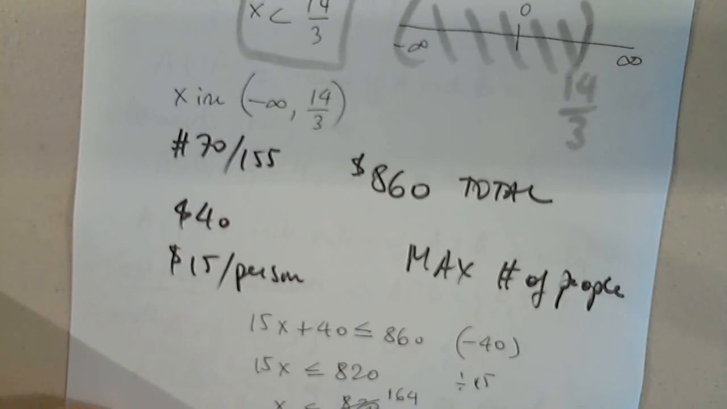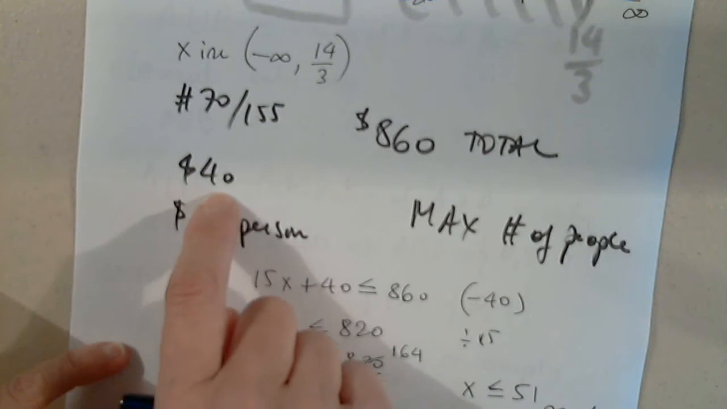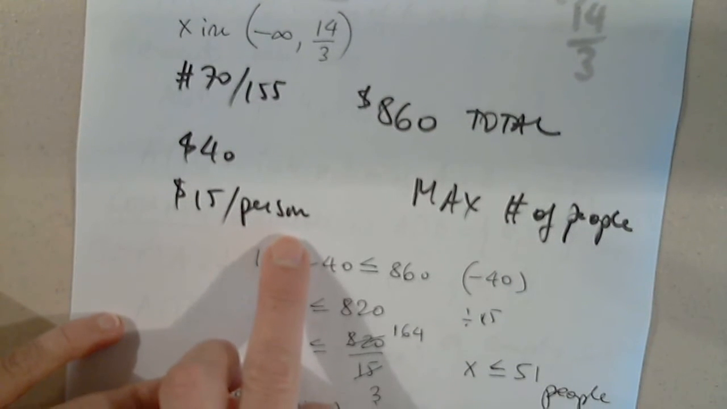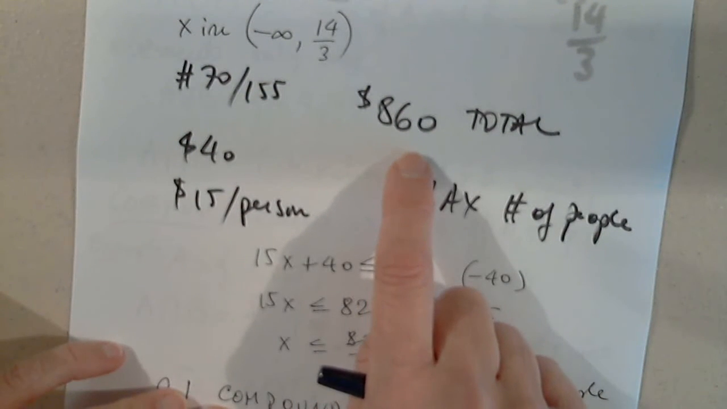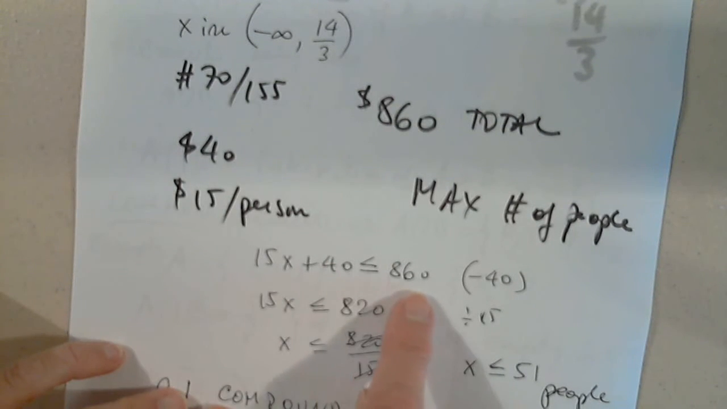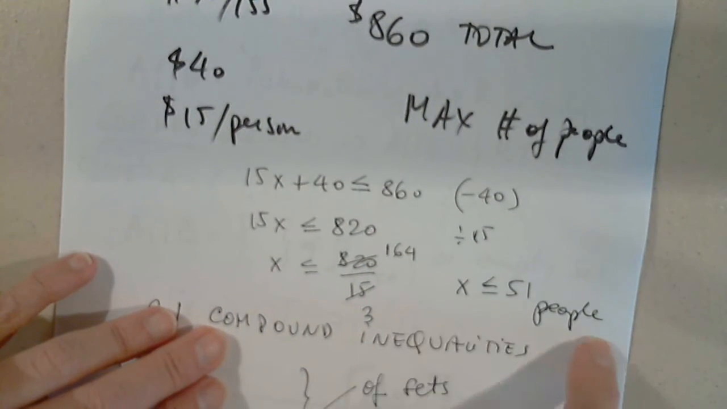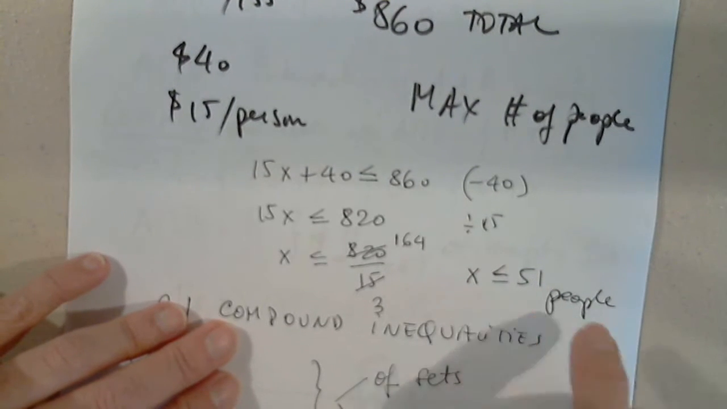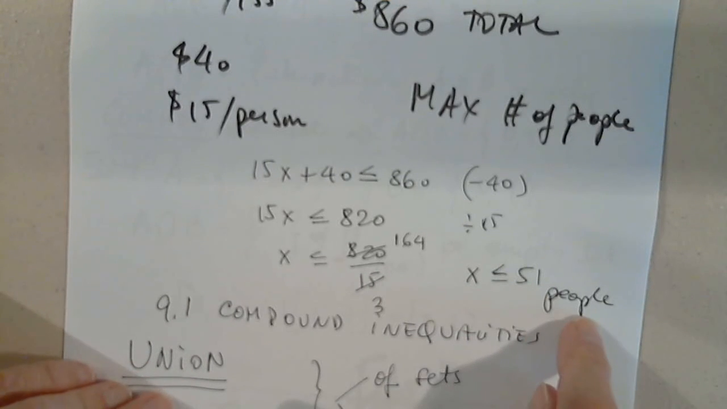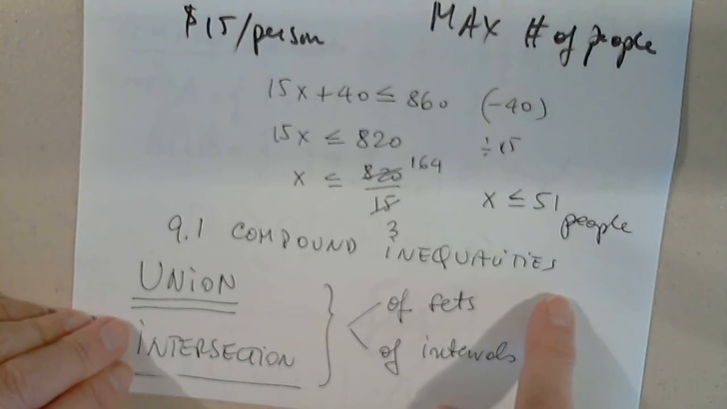It's about the maximum number of people for a total budget of $860. $40 is the entrance fee, or the fixed fee, and $15 per person. So we want to stay within the budget. So $15 per person plus the flat fee less than or equal to 860. Our budget, we subtract 40 and we divide by 15. And the maximum number of people that we can invite for this venue, for this gathering, is 51 or less. So 51 is maximum.